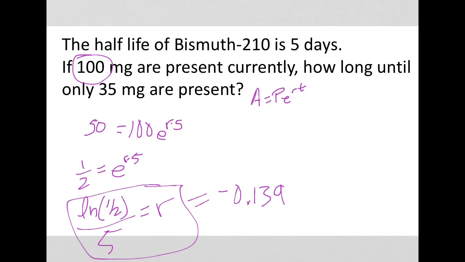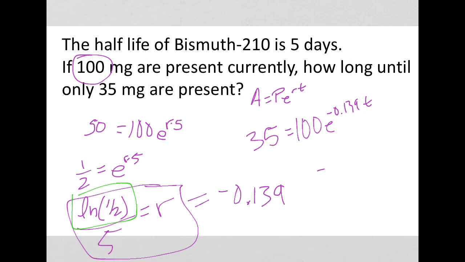And the key thing here with these half-life problems, you will always end up with this bit right there. ln of 1/2 divided by the half-life equals your rate. So you might jump to that if you want to. But now we want to know how long until 35 milligrams are present. Well, that's going to be our initial population of 100 times e to that rate, negative 0.139 times t. So we're kind of using it in a different way here, and we need to solve this equation.